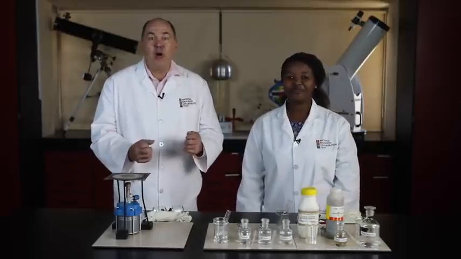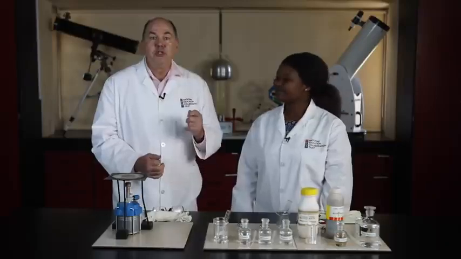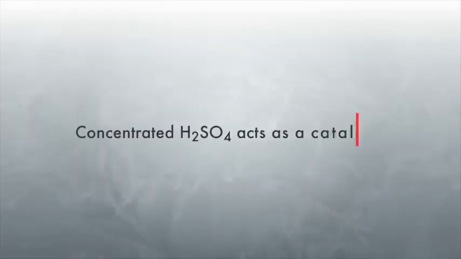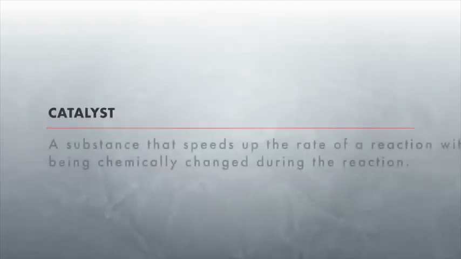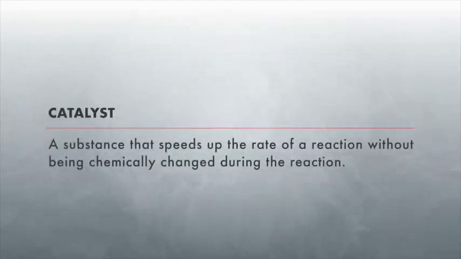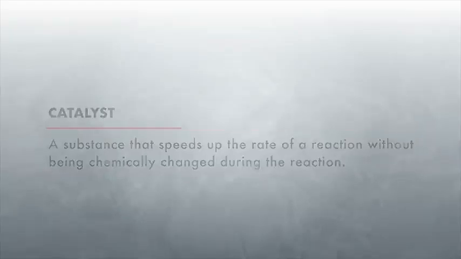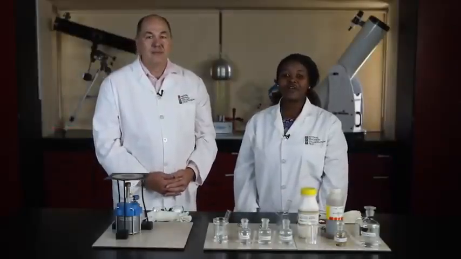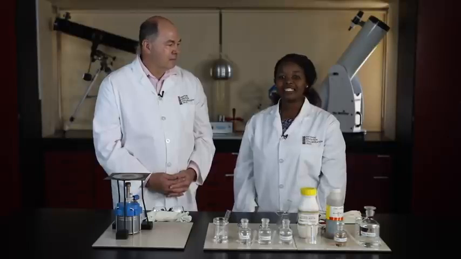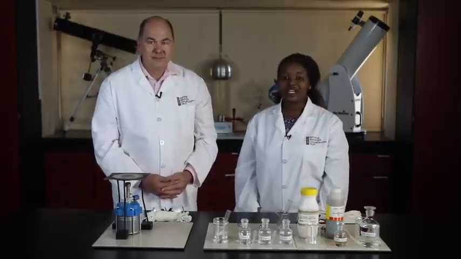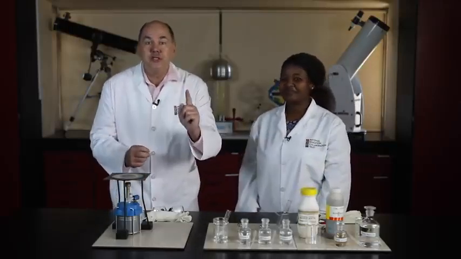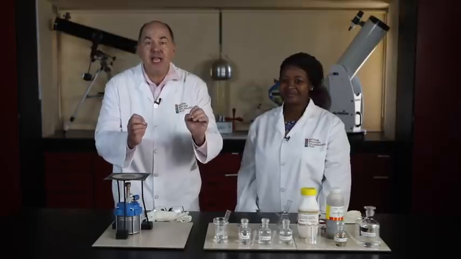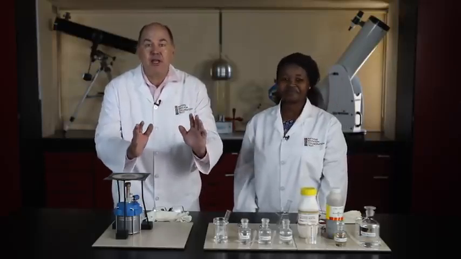The reaction of a carboxylic acid and an alcohol to produce an ester is speeded up by the presence of concentrated sulfuric acid. Sulfuric acid acts as a catalyst in the reaction. A catalyst is a substance which speeds up the rate of a reaction without being chemically changed during the reaction. So, at the end of the reaction between an alcohol and the carboxylic acid, sulfuric acid is still present in the reaction mixture. And this is a point worth noting because concentrated sulfuric acid must be handled with care.